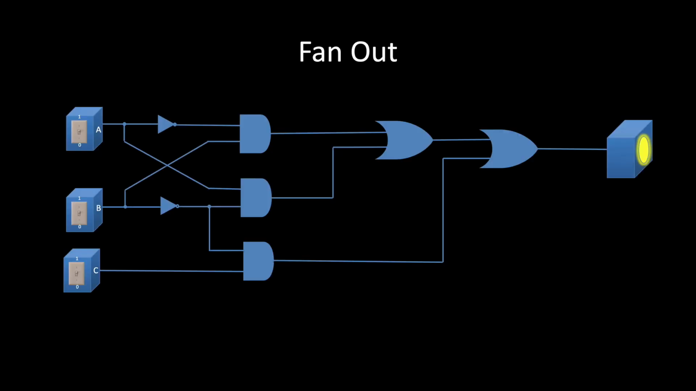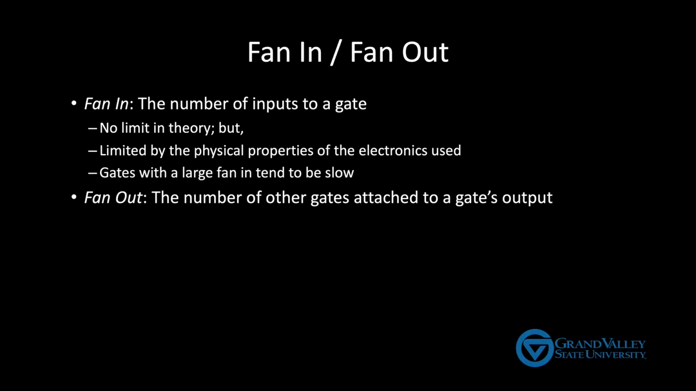Also, as we saw in the second example, the output of a gate can be used as the input to more than one gate. For example, input A is routed to both this top NOT gate as well as the second AND gate. Similarly, the output of this NOT gate is sent to both the second and third AND gate. As you may have guessed, the number of different places the output goes is called the fan out.